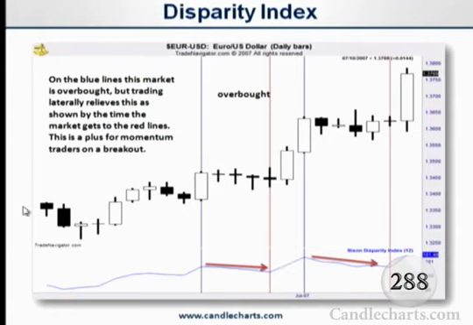And something to keep in mind is that, with the blue lines, this market is overbought based on the disparity index. And it doesn't matter whether it's disparity. If you have an overbought market, however you gauge it, the market's overbought. By trading sideways, look what's happening to the overbought condition. It's being relieved. The market gets overextended here. Once again, I'm using disparity, but you can use whatever measurement you want to. It's getting overextended. By trading sideways, what's happening? It's relieving the overbought condition.